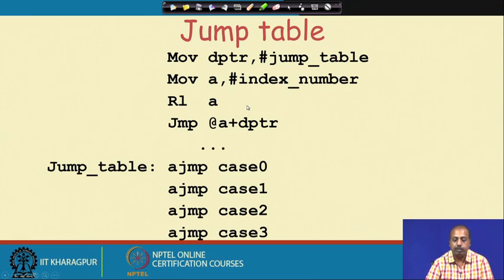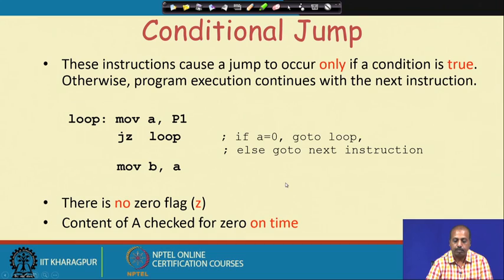So, we can also have a jump table, the DPTR jump table. Say in the A register we have the index number, then we rotate left A. That will multiply the index number by 2, and then in the jump table we put all these cases: case 0, case 1, case 2, case 3. They are put here.